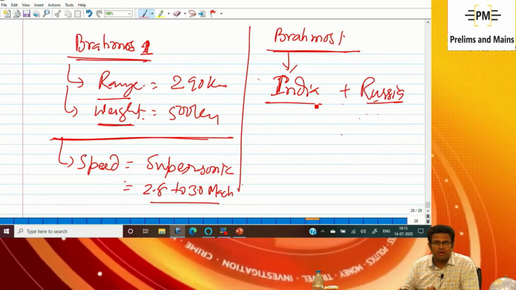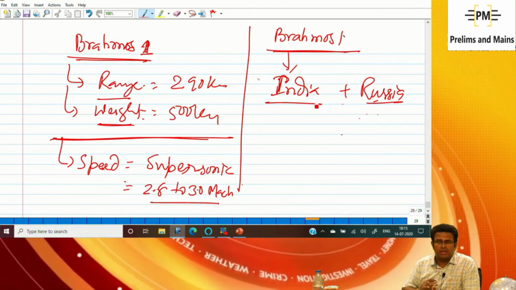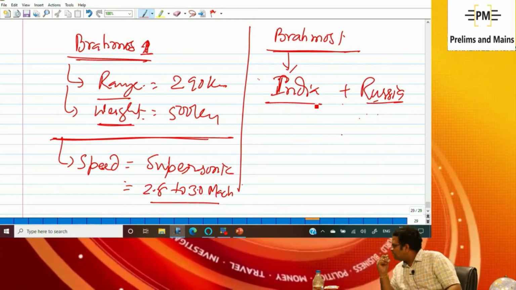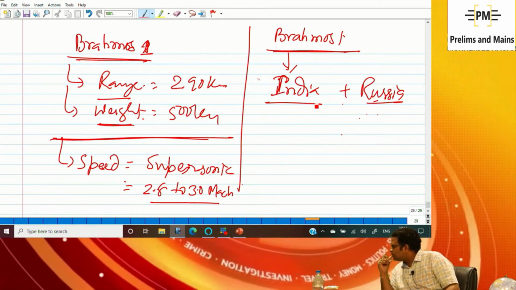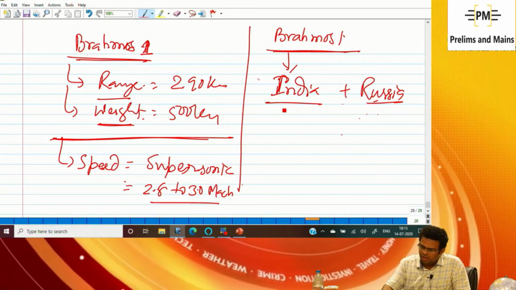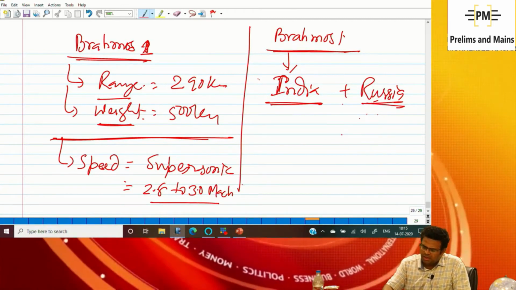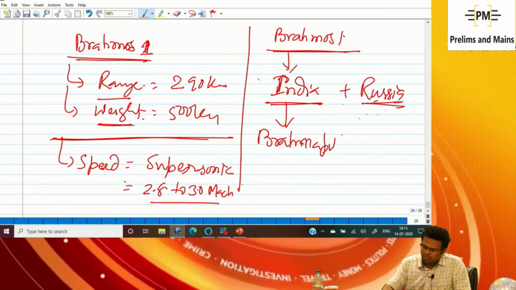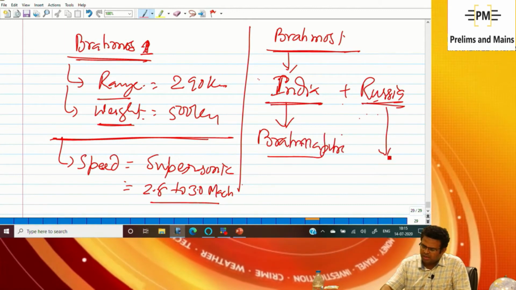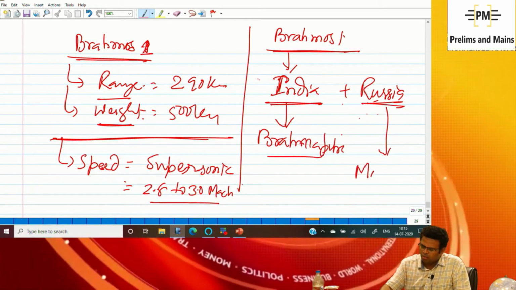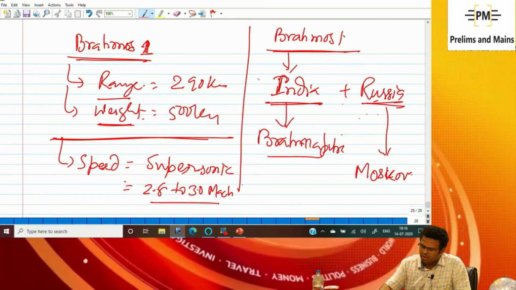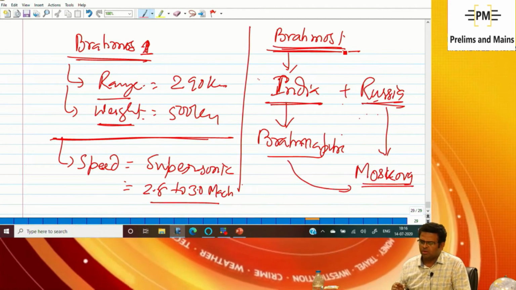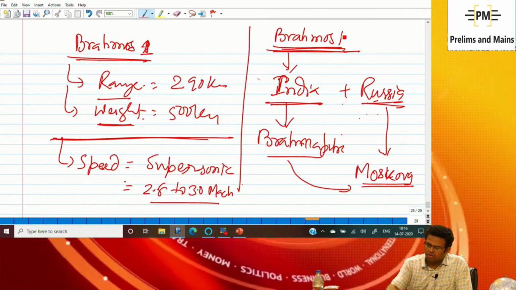Like I said, our Barak has been formed with the help of Israel and India. And BrahMos is India and Russia. In India there is a river, the Brahmaputra, and in Russia there is the Moskva river. These two names get together and it becomes BrahMos. It became BrahMos. Is it clear?